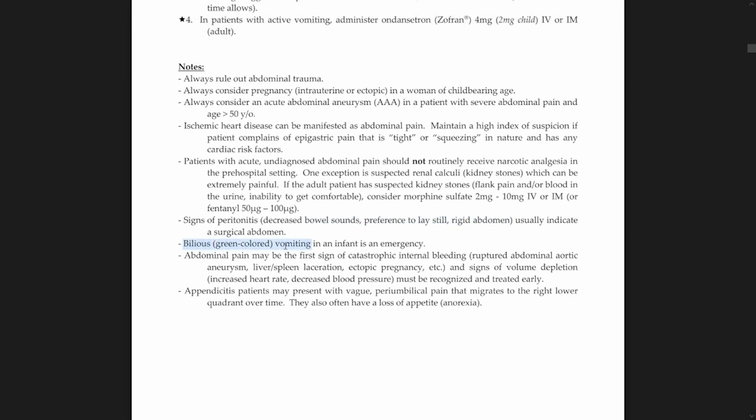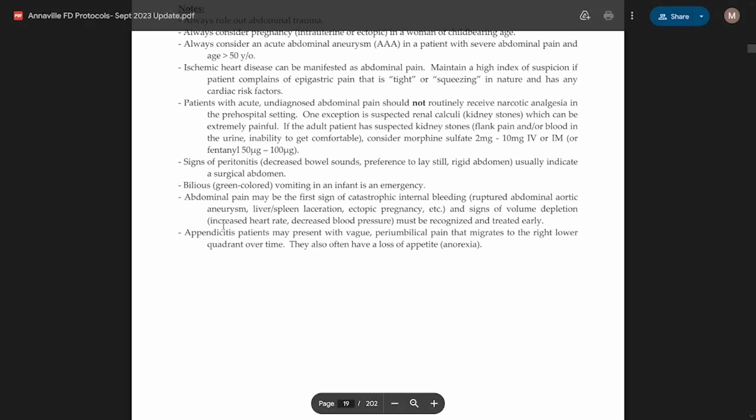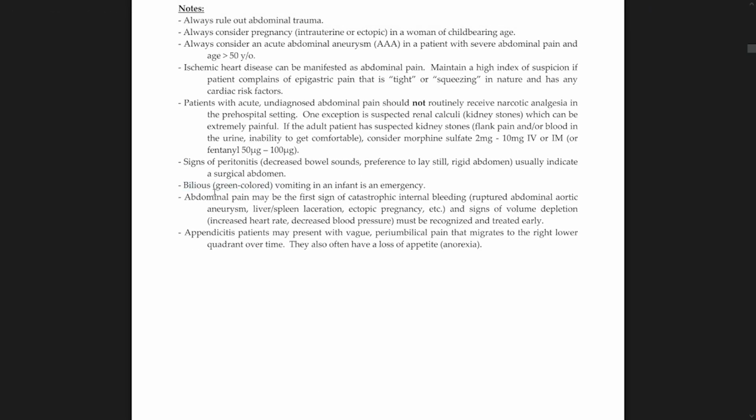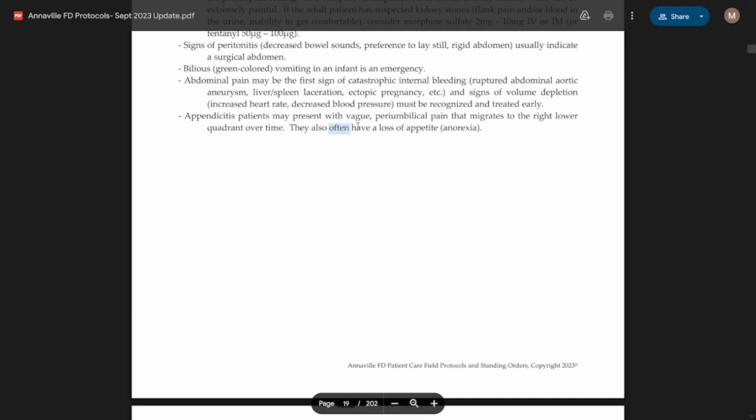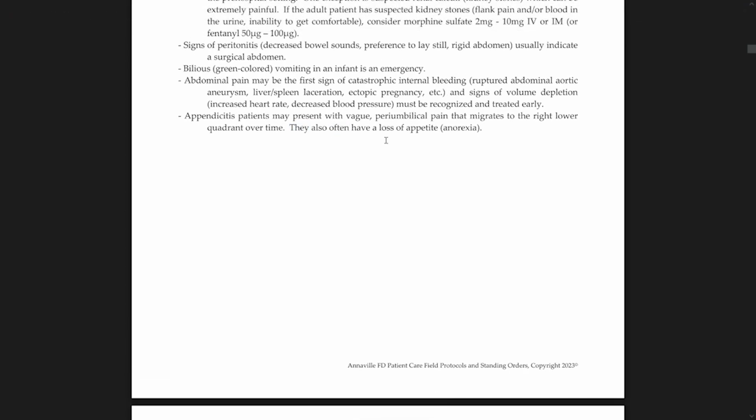We want to watch out for green-colored vomiting in an infant, and that's a very big emergency. We want to watch out to make sure that they're not having any internal bleeding, and we want to watch out for appendicitis. They're also potentially going to appear with right lower quadrant pain. They might have a loss of appetite.